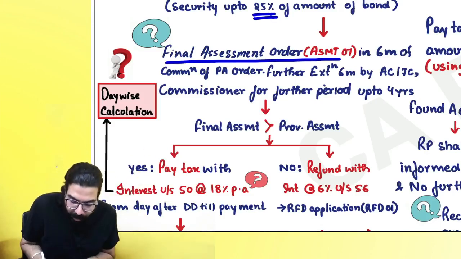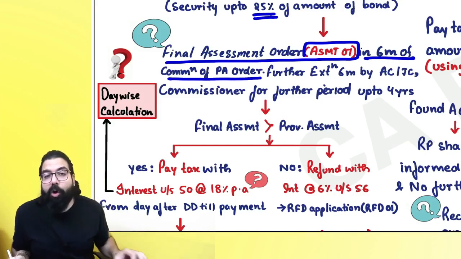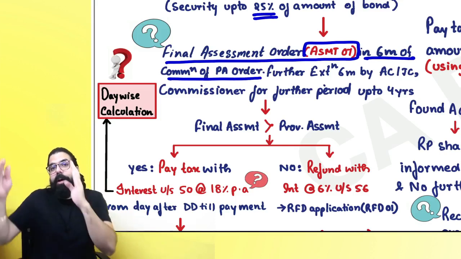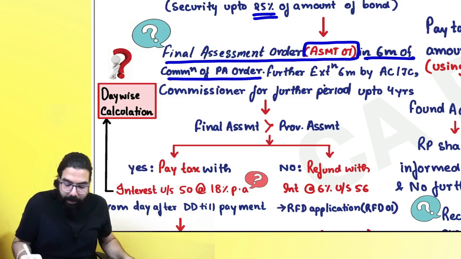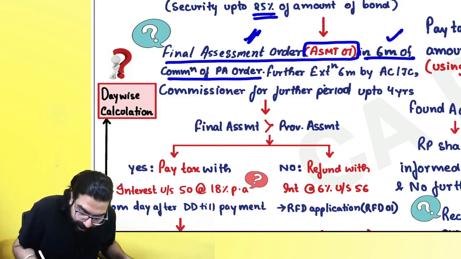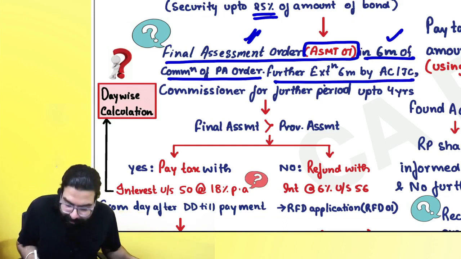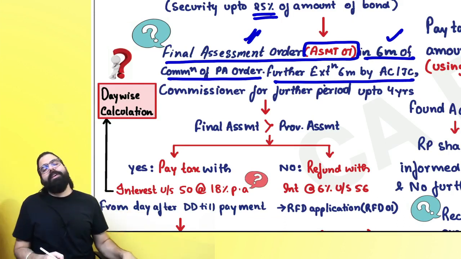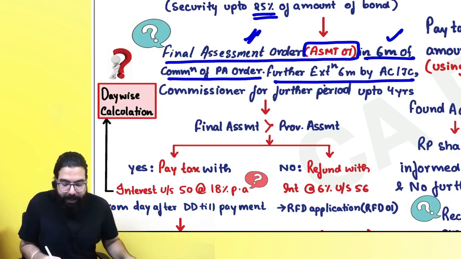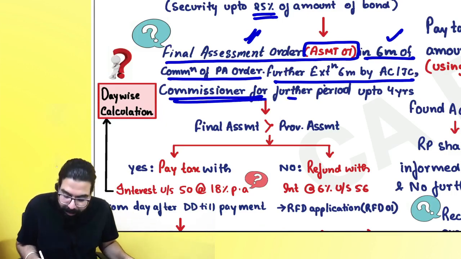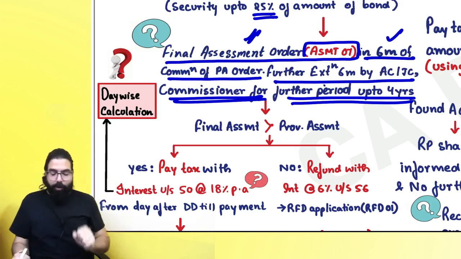Sir, the final assessment order in ASMT 07 must be passed within 6 months of the communication of the provisional assessment order. Once they communicate your provisional assessment order, within 6 months they will do the final assessment. If they can't do the final assessment within 6 months, then a further extension of 6 months can be given by the AC or JC. If they still could not do it, then the Commissioner can further extend the period by 4 years. Commissioner can extend by how many? 4 years. Okay, sir, point is clear.